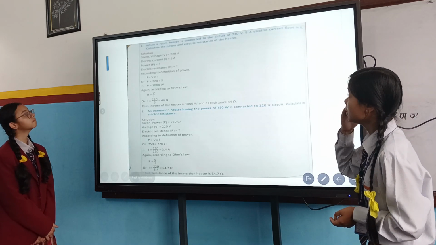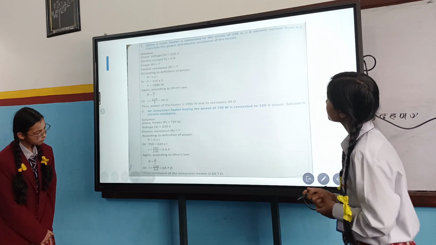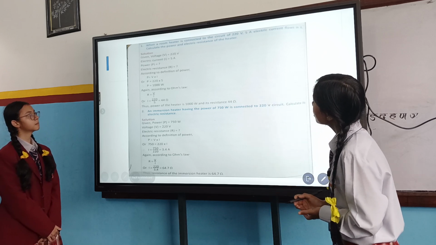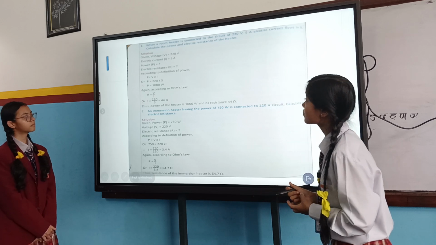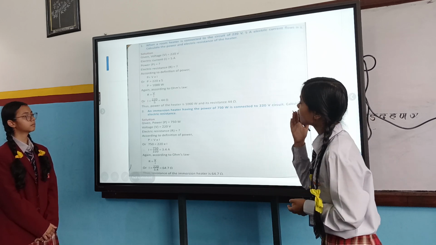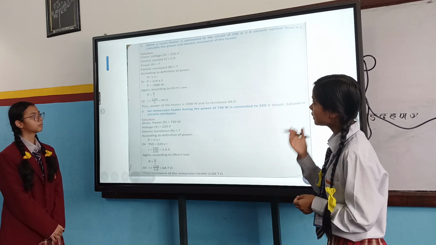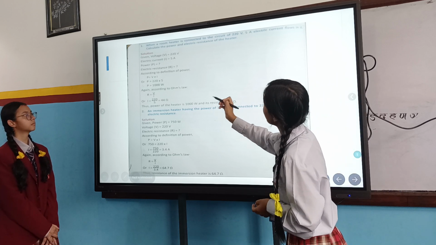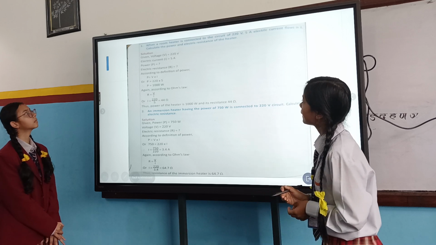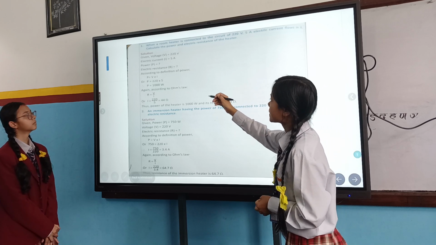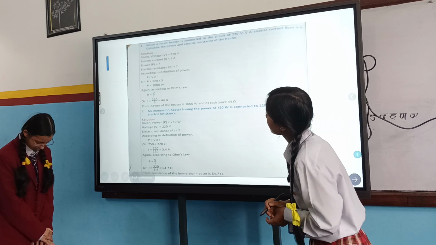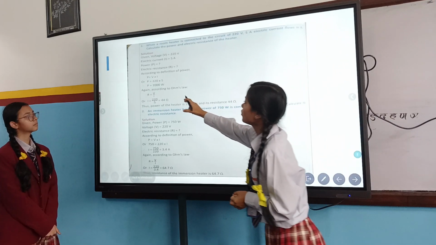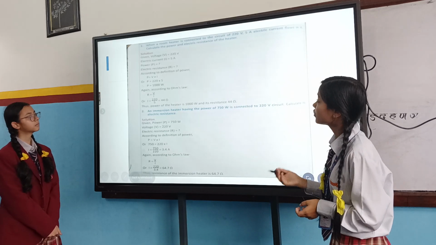So next we have a numerical problem. We are given voltage 220 V and electric current 5 ampere. We should find out power and electric resistance. First we have to use the formula of power, that is V into I. V means voltage, we have 220, and I means electric current, that is 5. 220 multiplied by 5 will be 1100. And the power here is in W, watt, which is the unit of power.